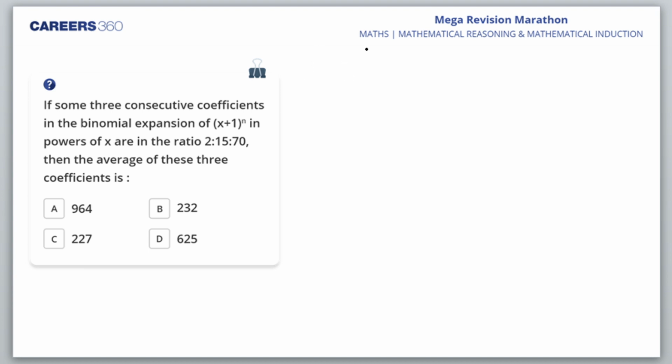Now, here I'll make use of one identity, that is nC(r-1) upon nCr. What is this? This is r upon n minus r plus 1. This is the formula. This is the identity.